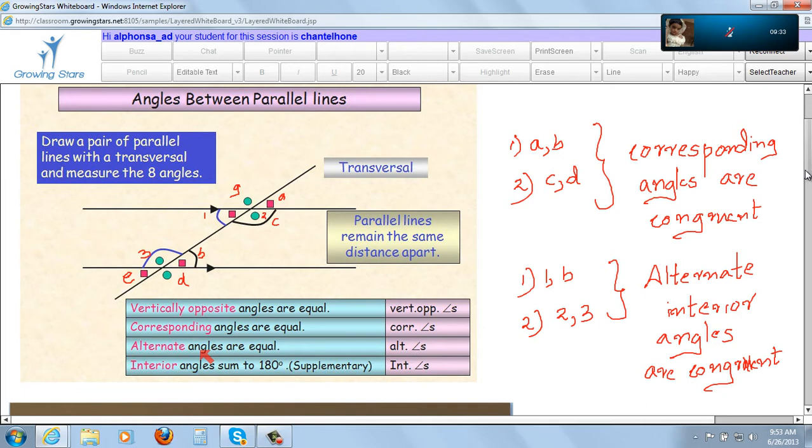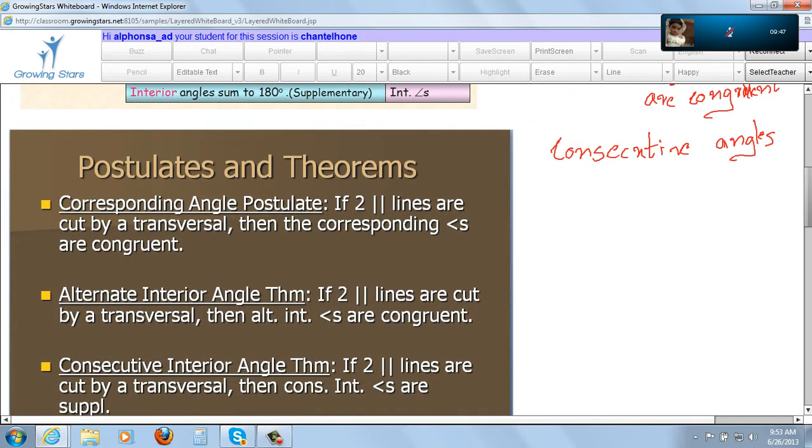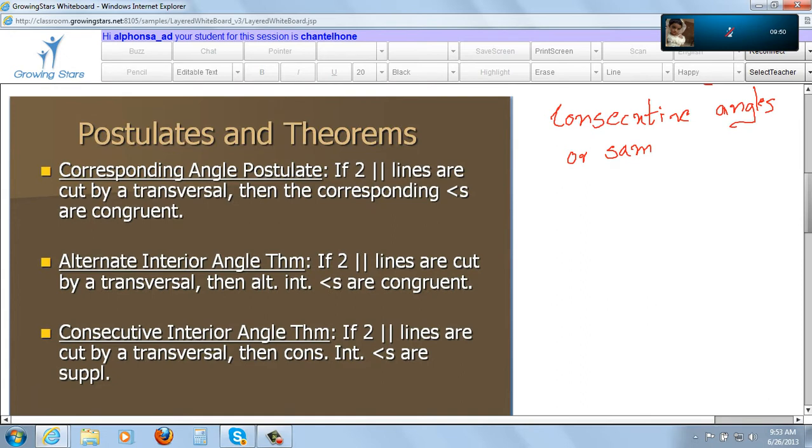Now interior angles, that is either consecutive interior angles or same side interior angles. Can you give me the name of consecutive interior angles or same side interior angles from the figure?